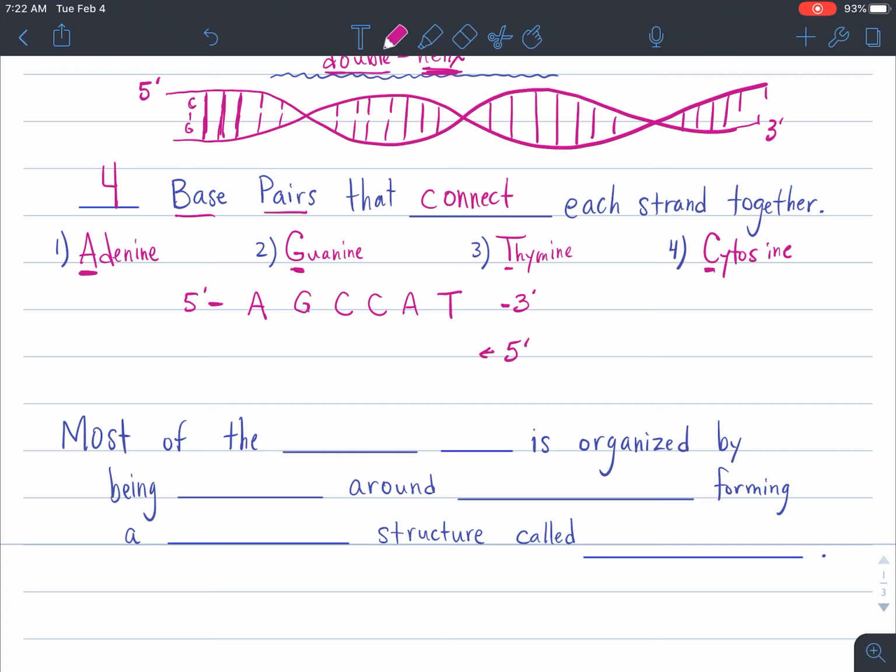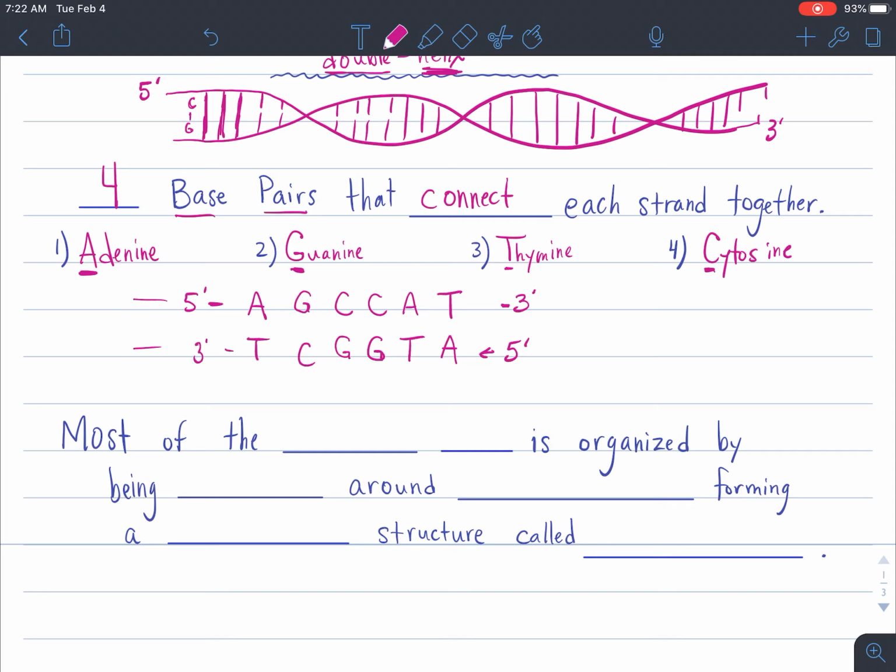Now, each base always pairs up with the exact same letter. So if we know one strand, we can actually decode what the other strand is going to be. T always joins with A. So if A and T join, then I know that the next letter is T. Well, C and G join, cytosine and guanine join. So cytosine and guanine will join for those two. Guanine will join with cytosine, adenine will join with thymine, and that ends our DNA molecule.